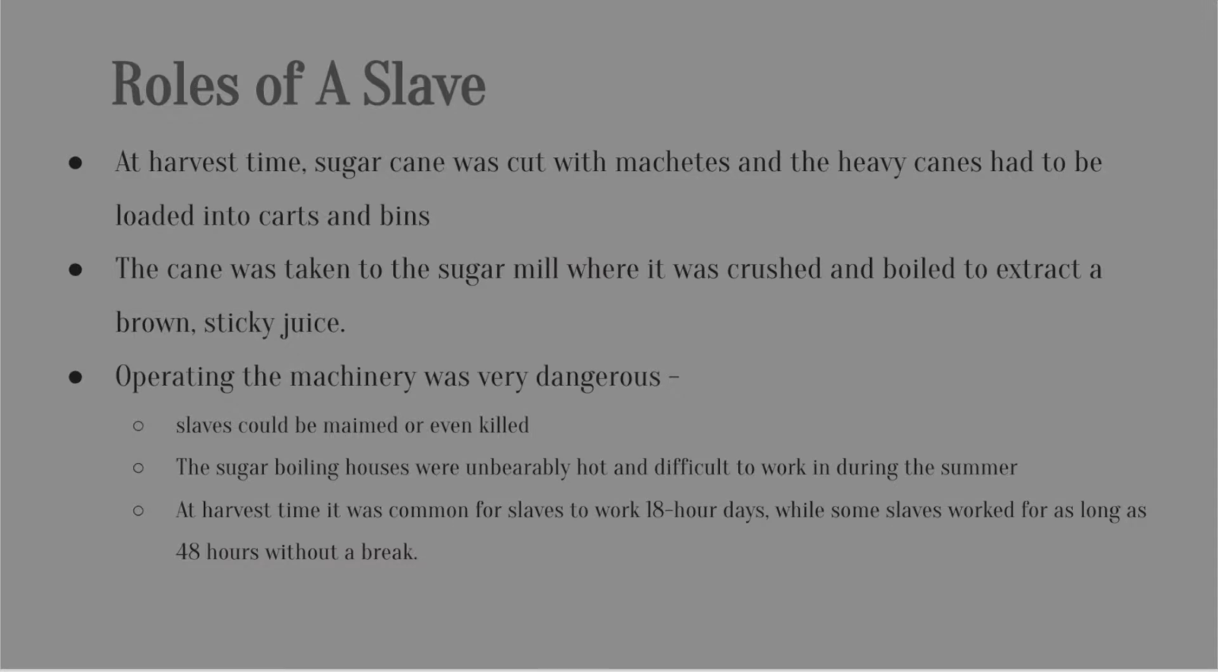Roles of a slave. At harvest time, sugarcane was cut with machetes, and the heavy canes had to be loaded into carts and bins. The cane was taken to the sugar mill where it was crushed and boiled to extract a brown, sticky juice. Operating the machinery was very dangerous. Slaves could be maimed or even killed. The boiling houses were unbearably hot and difficult to work in during the summer. And also, at harvest time, it was common for slaves to work 18-hour days, while some worked for as long as 48 hours without a break.